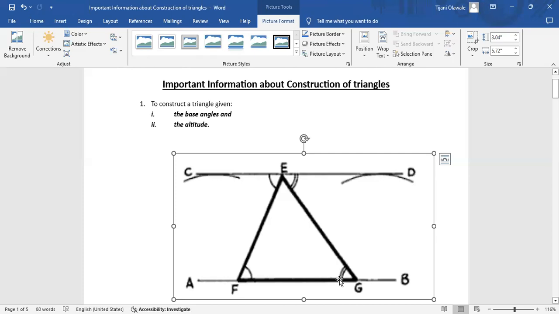So when you are given the base angles and the altitude, this is how the construction should look like. And as I said, the distance between line AB and line CD is equal to the altitude of the triangle. And do not forget that this angle here and this angle here are equal in size, they're alternate angles, and this angle and this angle are equal in size, they're alternate angles. So that is number one.